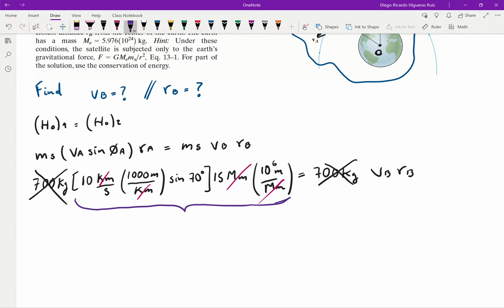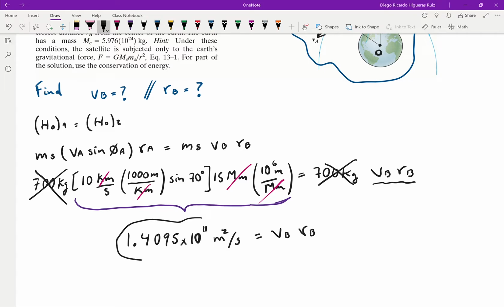There we go. Alright, so I'm going to have 1.4, 0.95 times 10 to the 11th, and the units for that are going to be meters squared per second, because basically it's going to be velocity times position. So this is my first equation, the one I got from conservation of angular momentum.